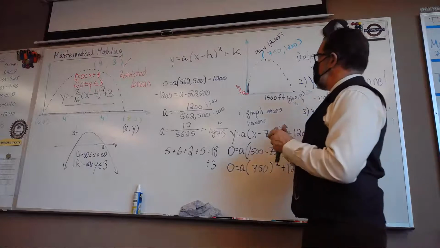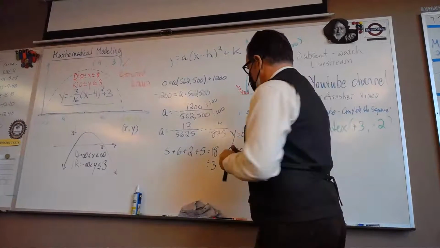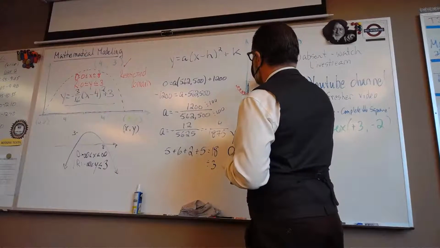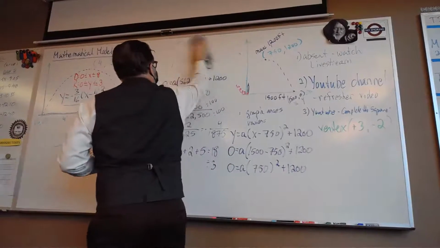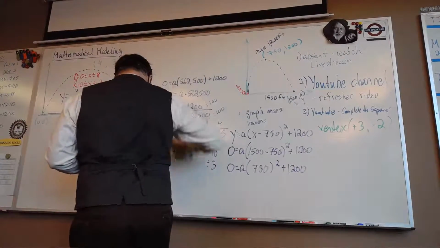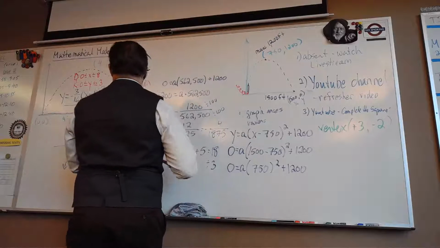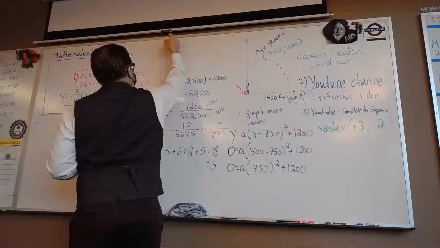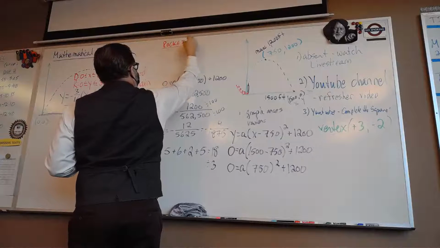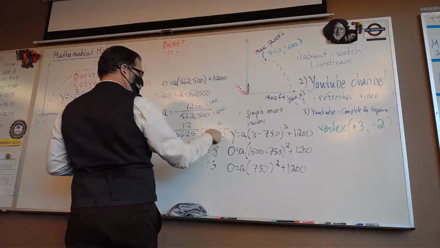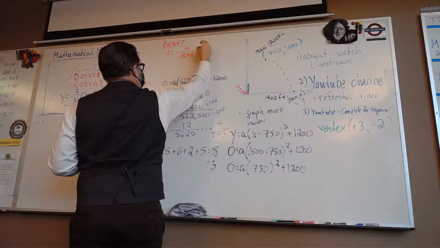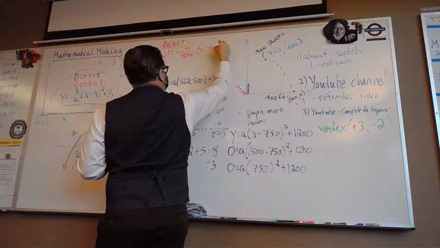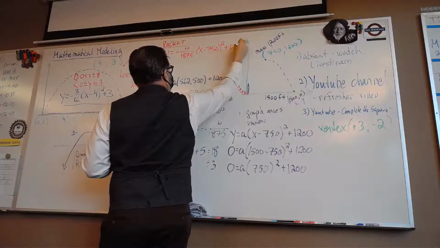So let's write our equation. Y equals, I don't really have room. There, I'm going to write it up here. For our rocket, I'll write it in red. Our rocket equation, y equals -4 over 1875, (x minus 750) squared plus 1200.